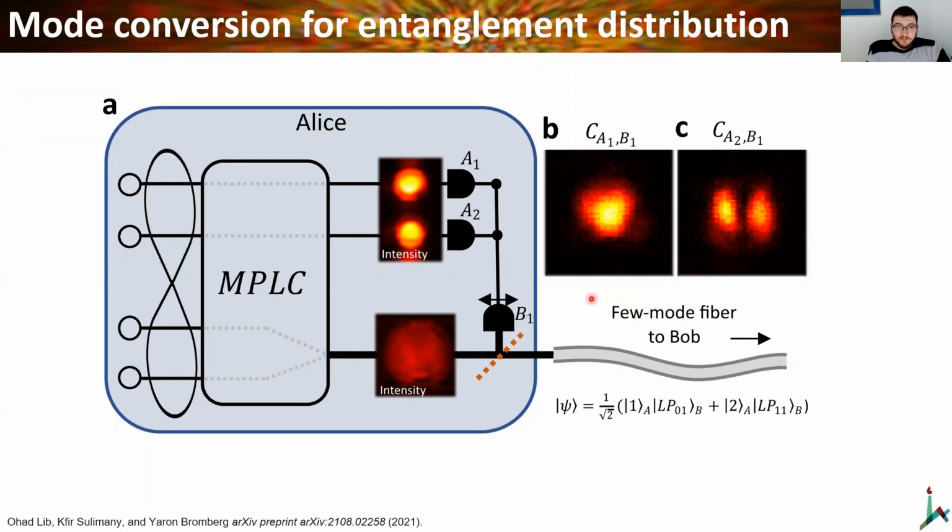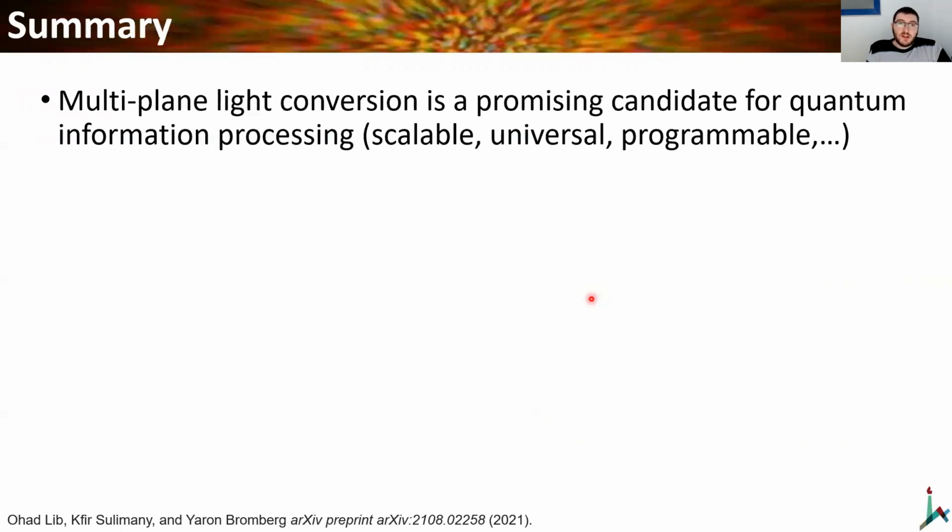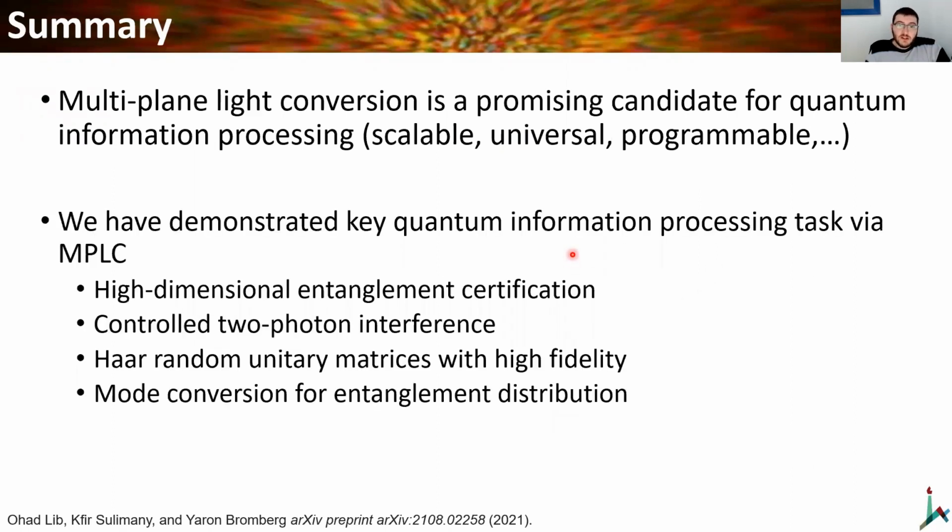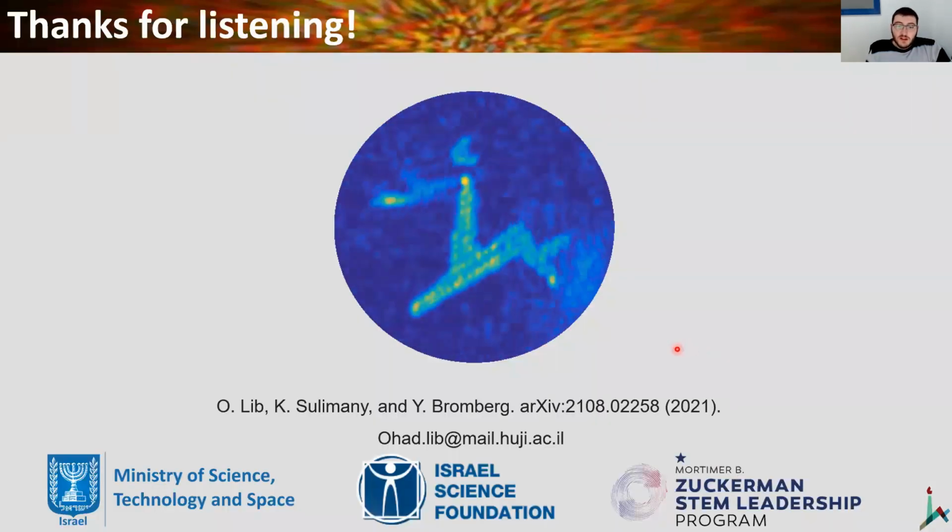So to sum up, we believe multiplane light conversion is really a promising candidate for quantum information processing due to its possibly better scalability, universality, etc. We demonstrated the use of MPLC for the first time for processing entangled photons and entanglement. We performed high-dimensional entanglement certification and controlled two-photon interference. We performed random unitary transformations with quite a high fidelity, and also mode conversion, really showing the promising results of the MPLC platform. So thank you very much for listening.